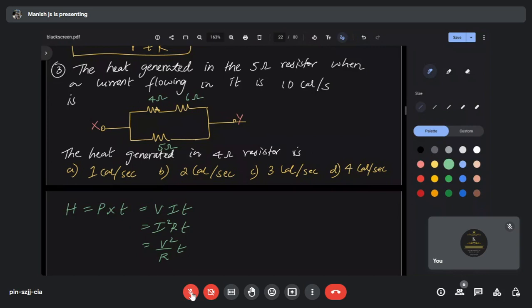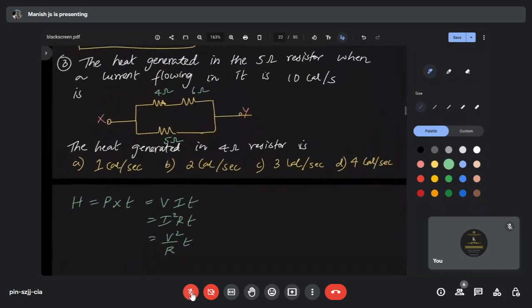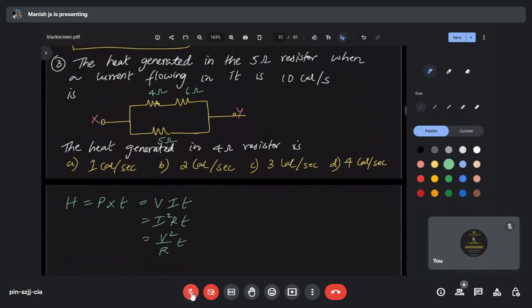Yes. So how do you approach this? Any idea? Using the relationship? சார் ஆ, ஐ வந்து கொடுத்துருக்காங்க சார், 10 calorie per second. ஆரும் கொடுத்துருக்காங்க சார், 5 ohm. 10 calories per second. Okay.